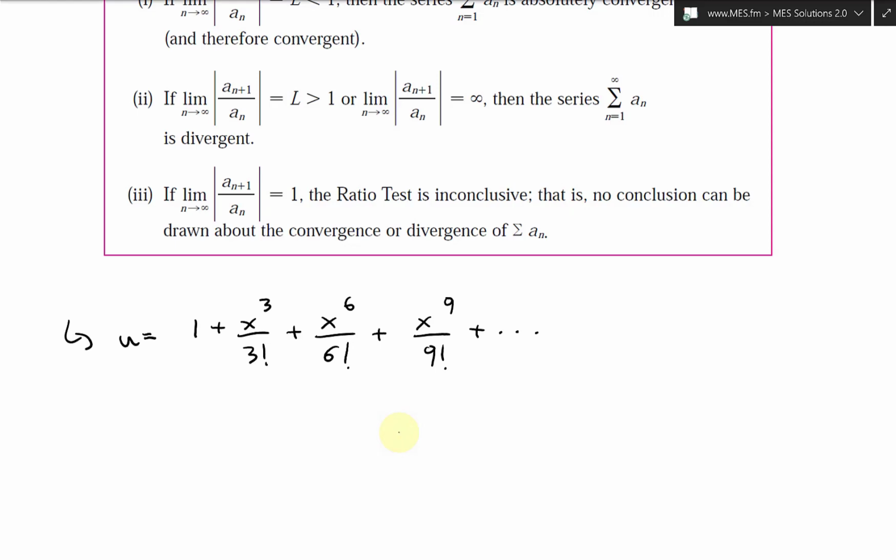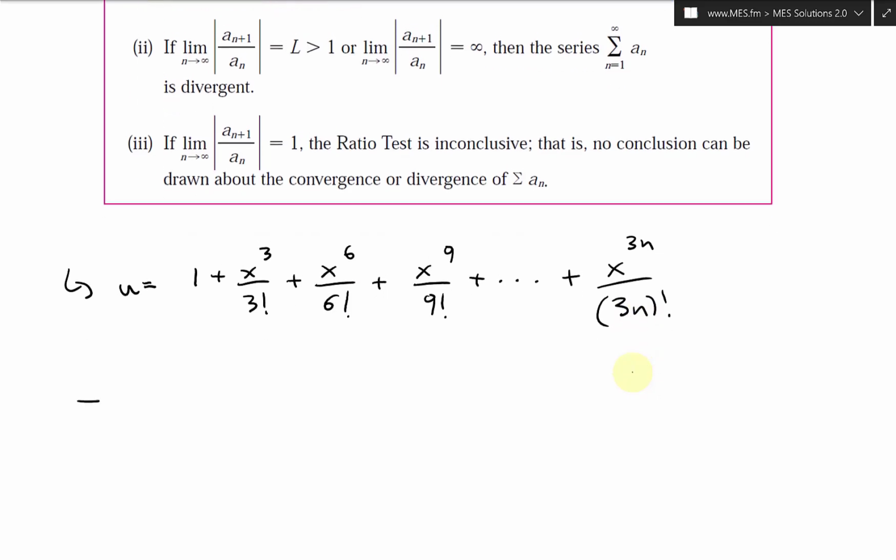This goes all the way to the general term, which is a factor of 3, so these are going to be x to the 3n, divided by 3n factorial. When n is 0, the whole thing goes to 1. When n is 1, we have 3 times 1, which is just 3, and the bottom is 3 factorial. When n is 2, we have 3 times 2, which is 6, and the bottom is 6 factorial.